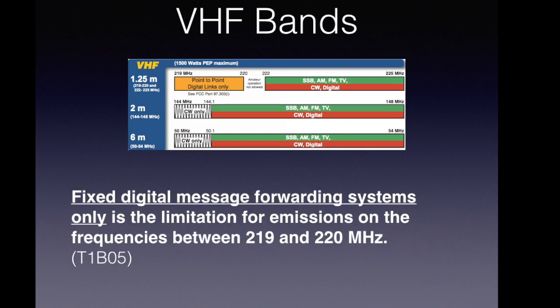Another question: fixed digital messaging or message forwarding systems only is the limitation for the emissions of the frequencies between 219 and 220 megahertz. And by fixed digital message system, they're referring to something like the Internet Radio Linking Project, which allows voice over IP connections to the Internet. There are various systems like Echolink that use this type of point-to-point mechanism.